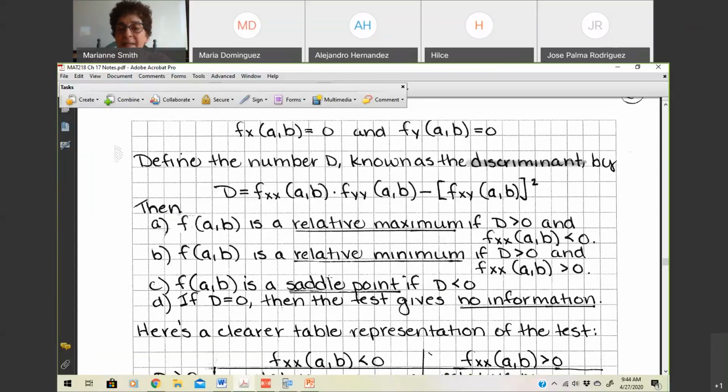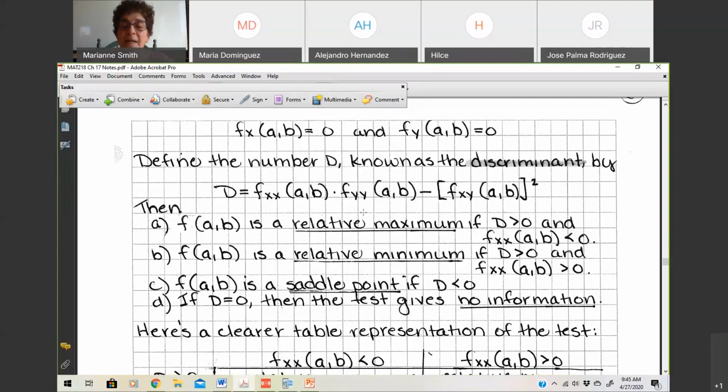If the discriminant is negative, it's not positive, then that means you didn't get a maximum or a minimum, you got a saddle point. And if D is 0, the test fails. It doesn't tell you anything. You need to use different methods to find a maximum or a minimum. Don't worry. In most of the examples you're doing, you're going to get D being a positive value, so you'll have a maximum or a minimum, or you're going to get it being negative.